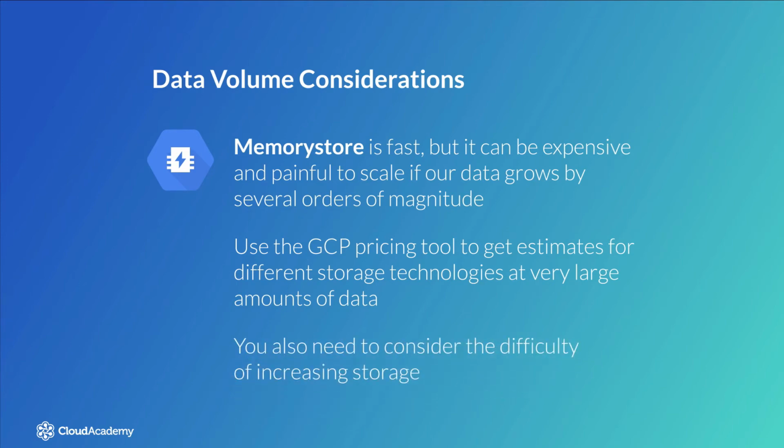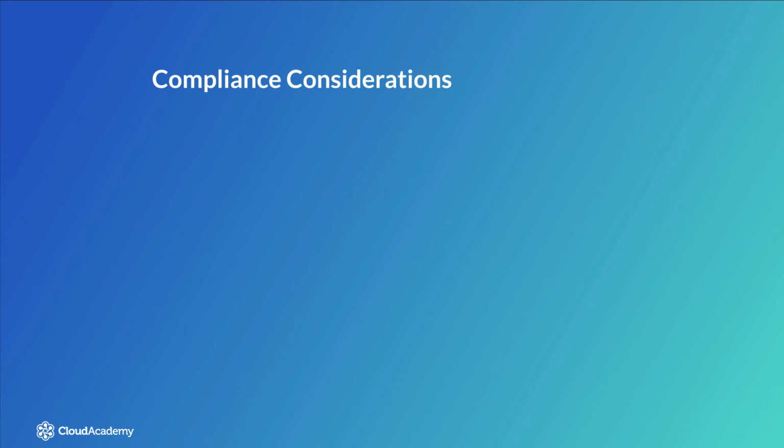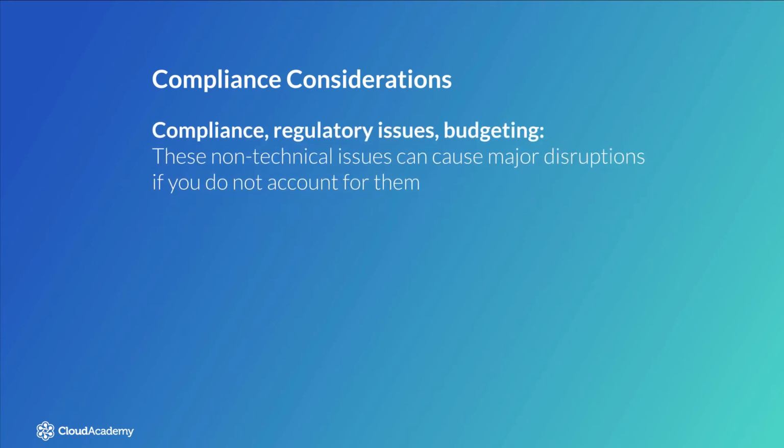You also need to consider the difficulty of increasing storage. Cloud Spanner and Bigtable in particular are very easy to grow if necessary. So this last consideration, more nuanced: compliance, regulatory issues, budgeting. These non-technical issues can cause major disruptions if you don't account for them. So the nice thing about GCP storage solutions in general is they're very flexible.